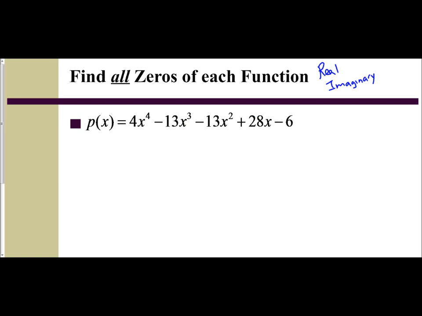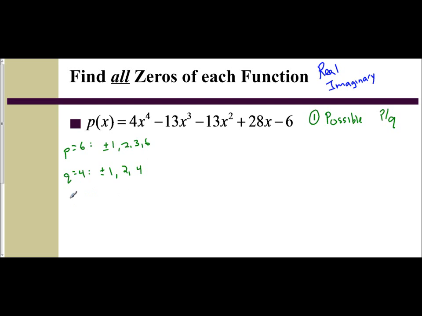First thing we're going to do, if we want to find all of our zeros, is we need to find what our possibilities are. So the first thing we want to do is find our possible real zeros, which is your P over Q list. So here P is 6. So we want all the factors of 6, which are plus or minus 1, 2, 3, and 6. And Q is our leading coefficient of 4. And so we want all of the factors of 4, which is plus or minus 1, 2, and 4.